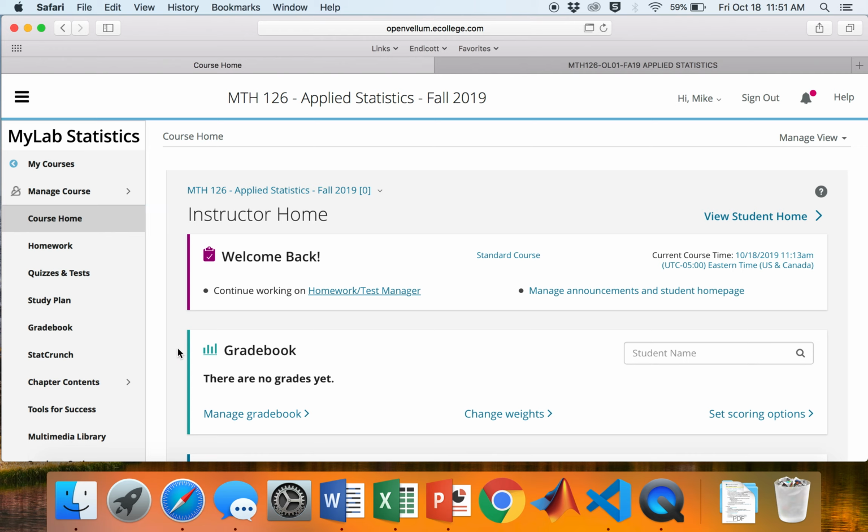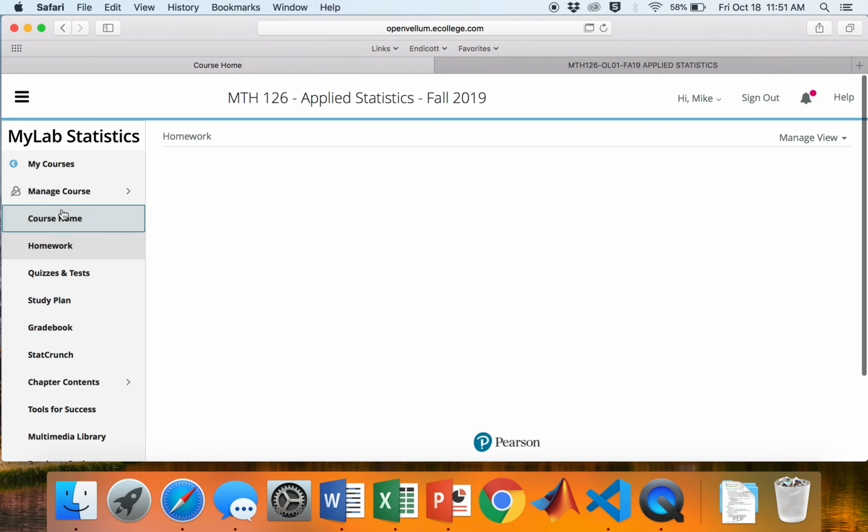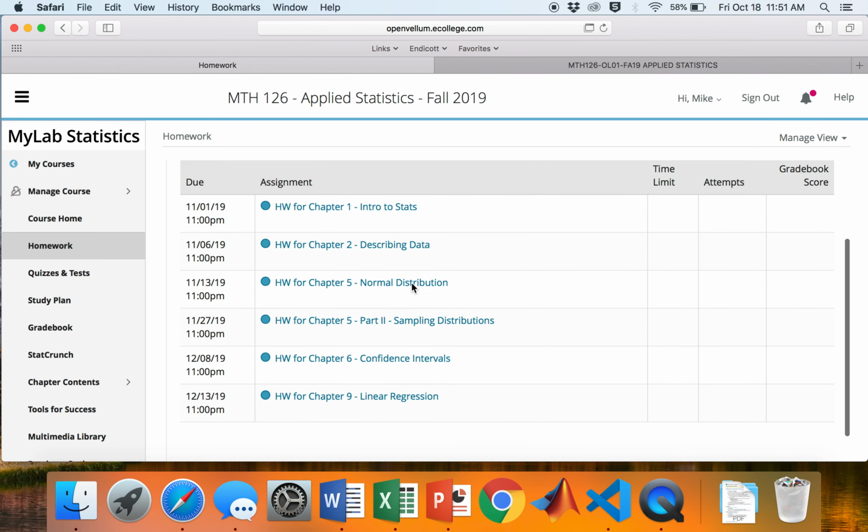Your homepage might look a little different than mine, but I'm going to show you you don't need a whole lot of things here, just a few things to click on. There's all kinds of stuff over here, but for the most part, the only place you really need to click would be, one, homework. So if you click on the homework tab over here on the left, it should bring you to a screen that looks something like this.